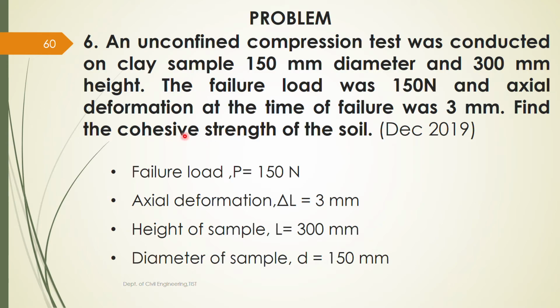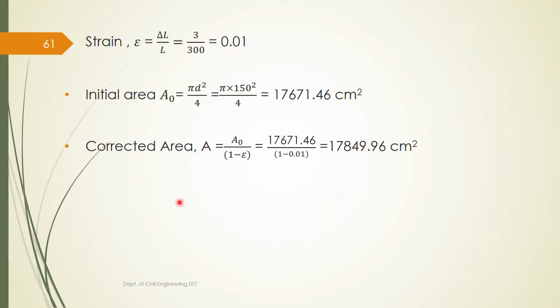We know that cohesive strength Cu is equal to unconfined compression strength Qu by 2. So we need to find out Qu first. For that we need to find out the corrected area. For corrected area we need strain. We know that strain is equal to change in length by original length. So change in length, the deformation, is 3 by 300, which is 0.01.